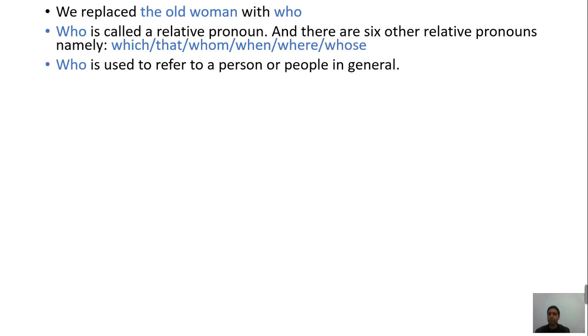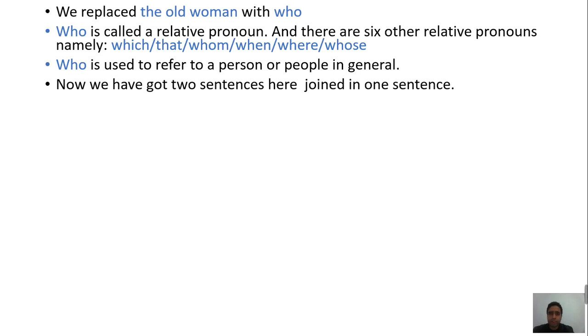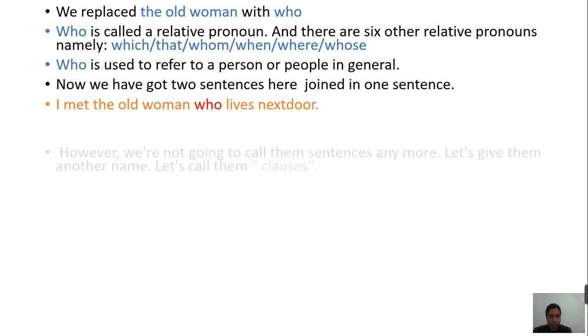So, who is used to refer to a person or people in general. When we talk about human beings or people, we use who. For things we use which, and so on and so forth. We are going to see that later. Now, we have got 2 sentences here joined in 1 sentence. So we have I met the old woman who lives next door. But now we are not going to call them sentences. We are going to change the name into the title of our lesson, which is clauses, relative clauses. So we are going to call them clauses.